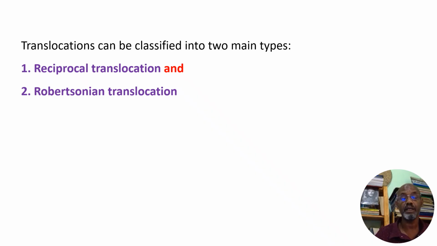When I come by the next lesson, I will start from this portion and proceed. We will continue with the next portion. We shall discuss one by one reciprocal translocation and Robertsonian translocation, plus other aspects of structural chromosomal mutations, including duplication, the last one.